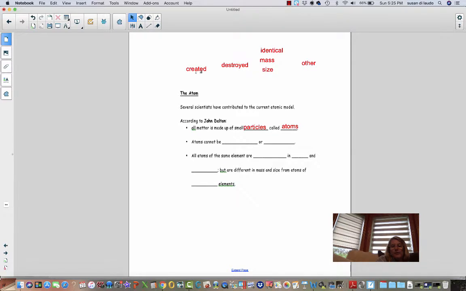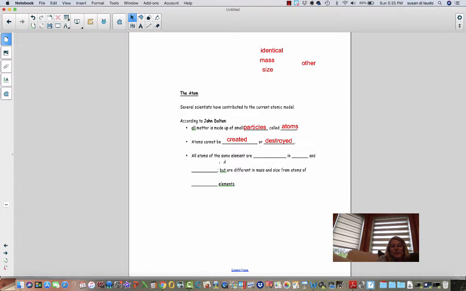Then he started saying, here's what's true about atoms. Atoms cannot be created or destroyed. And this is going to be important when we talk about reactions this year. We're going to talk about something called the law of conservation of mass, and that means we can't just create atoms or destroy atoms in chemical reactions. We can rearrange atoms, but we can't create them or destroy them. That's an important point that we look at this year.